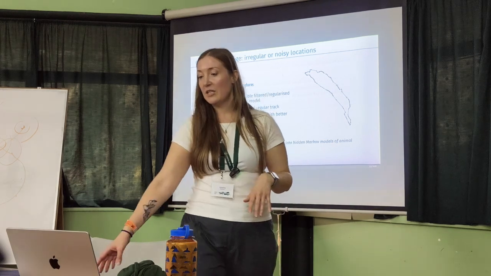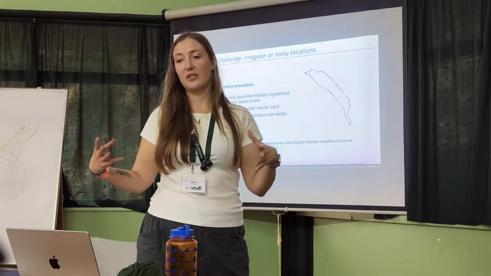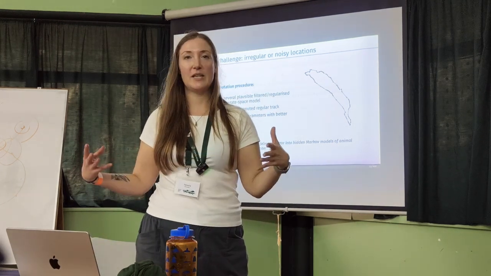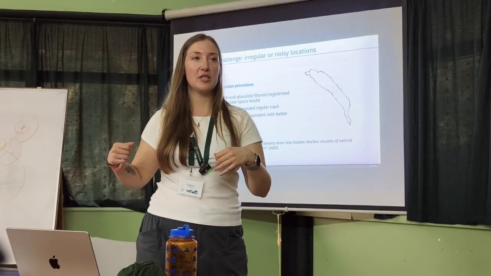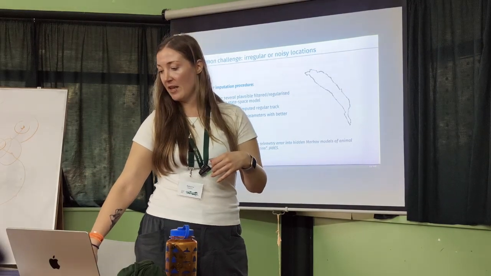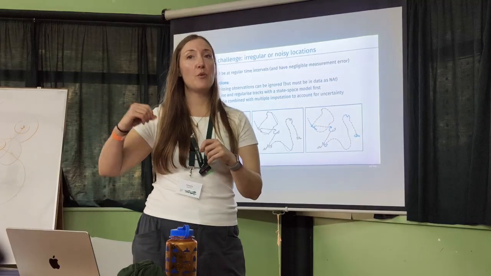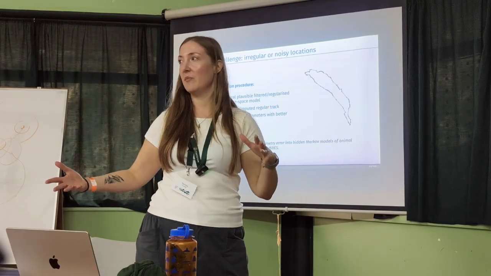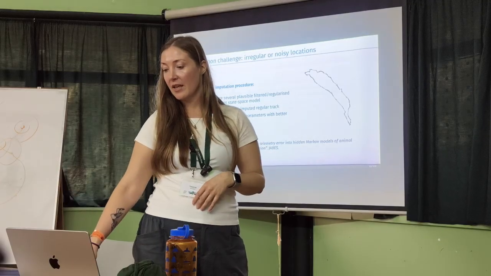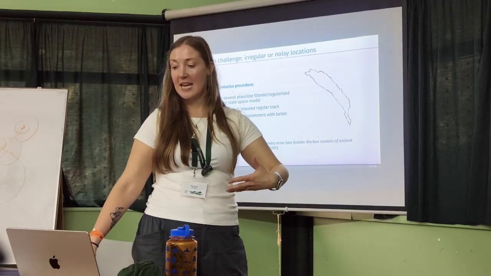And so what multiple imputation is going to do to try to account for this uncertainty is, from the state space model, you can generate a whole bunch of plausible movement tracks from that model. This is just going to give you the most likely location, but you can also predict a whole bunch of plausible tracks from that model. And so then you fit an HMM to each one of those tracks.